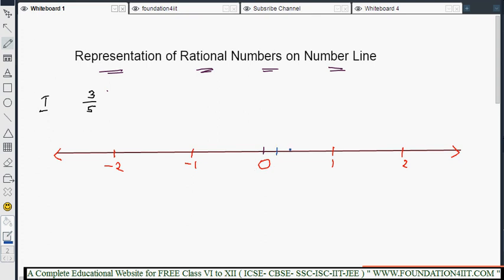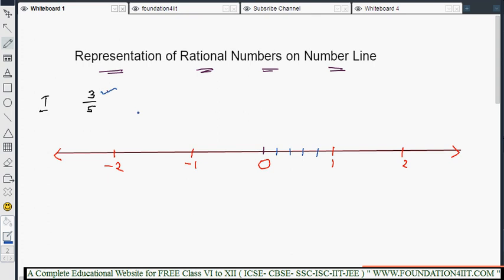So 1, 2, 3. So parts should be exactly 5, not lines. So this is starting 0 and this is one part, second, third, fourth, 5. 5 parts. Now this is first part, second, third, fourth and fifth part. Fine. So we just need to represent 3 by 5, which means third part out of 5.